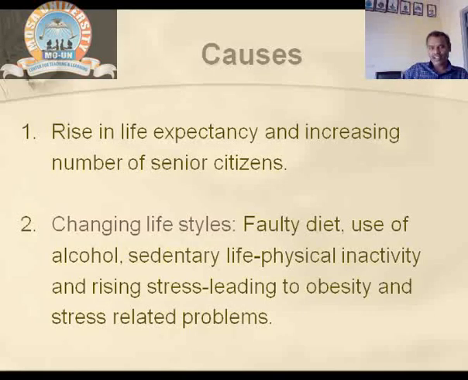The causes for non-communicable diseases: it's the rise in life expectancy and the increasing number of senior citizens. The increasing number of senior citizens is a problem. It happened because of the rise in life expectancy.